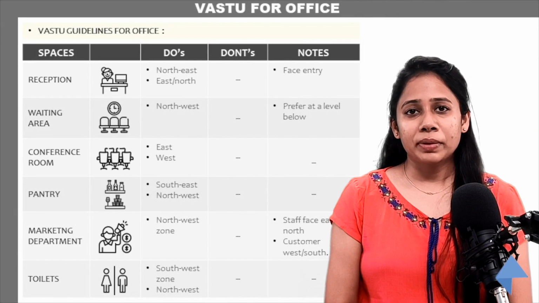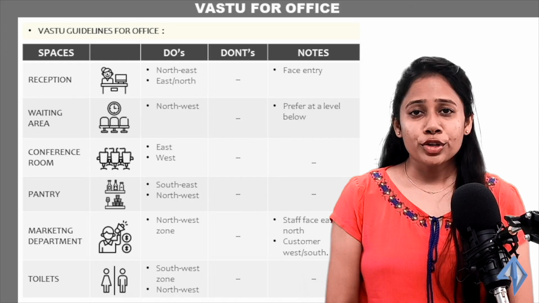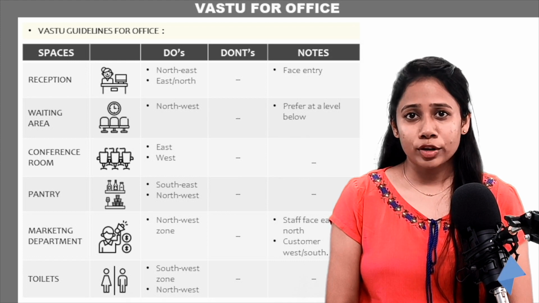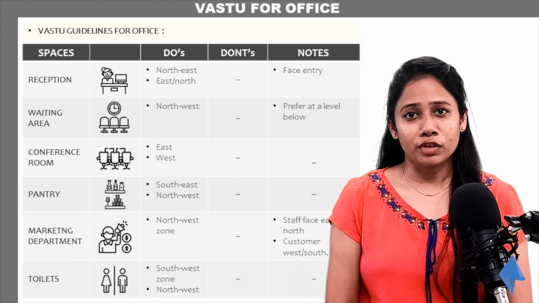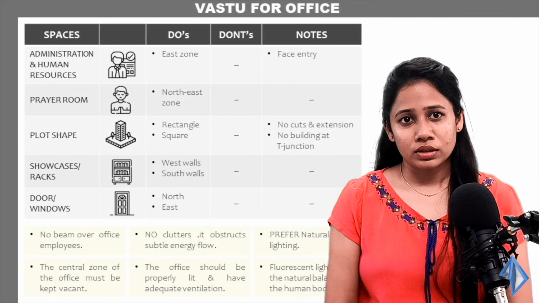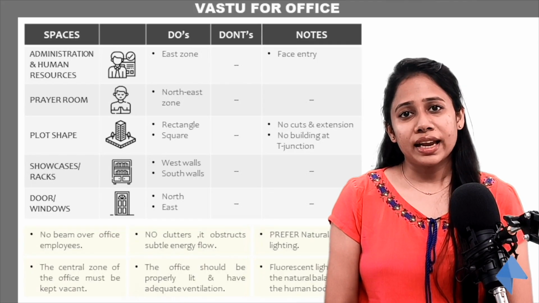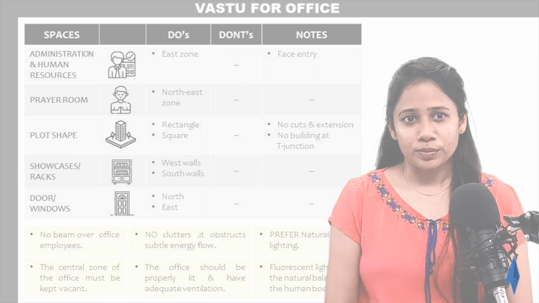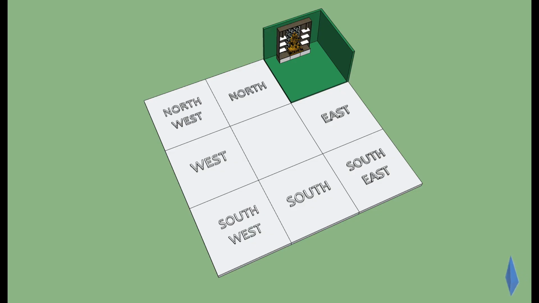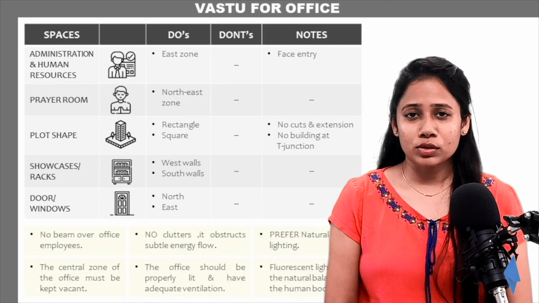Toilets in offices can be planned in the southwest zone and then the northwest zone. The toilet should not be in the center of any office and also it should not create obstruction between any of the staff workplaces. Next department we have is administration and human resources. This is to be planned in the eastern zone and the staff should face entry or east direction. By any chance, if you have a prayer room in your office, it should be placed in the northeast zone to have maximum positive energies to receive from the northeast corner.